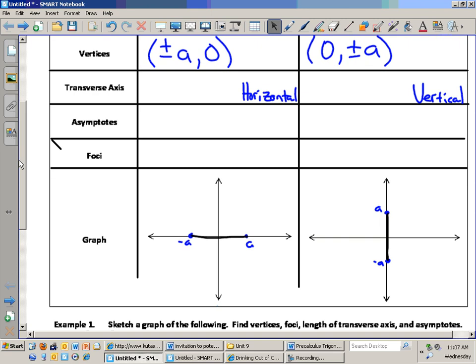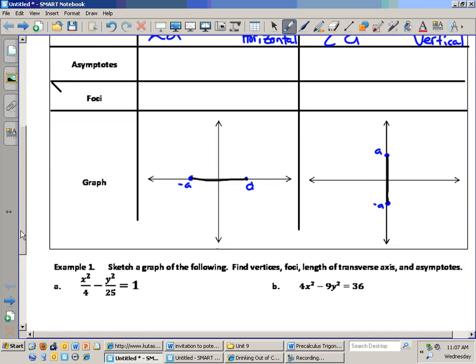Okay, what do you think the length of the transverse axis is? Yep, twice the a value. In one situation, it's horizontal. The other situation is vertical. So you have transverse axis, which is horizontal, transverse axis, which is vertical.